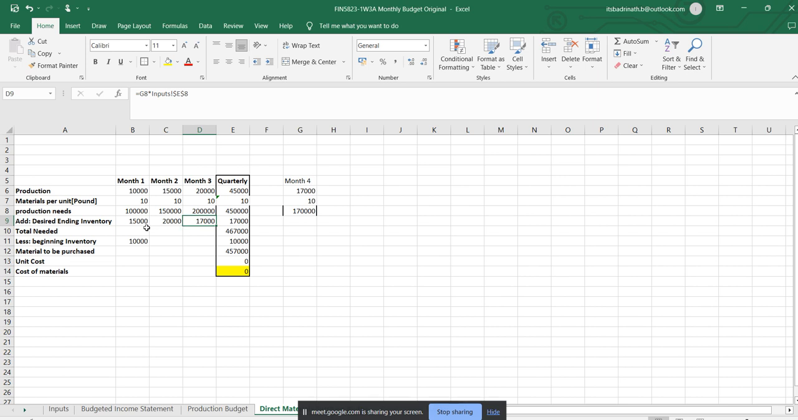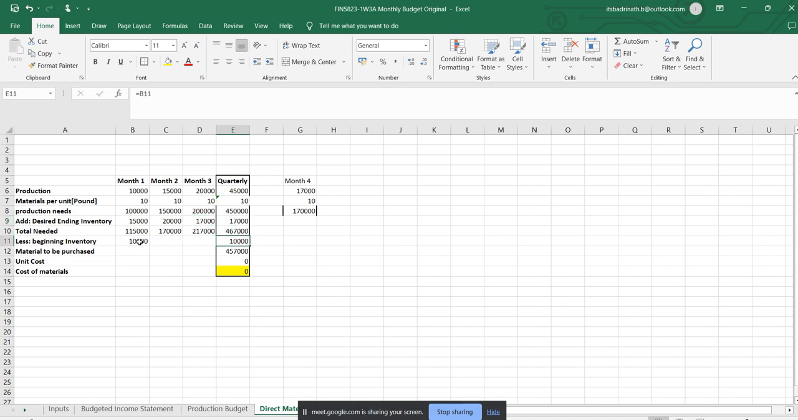That's perfect. So total needed will be the addition of actual production needs and desired inventory. The same formula will be applied for month two and month three. Okay, this is the sum of these three values. Here again, month three's ending inventory will be the quarterly ending inventory.